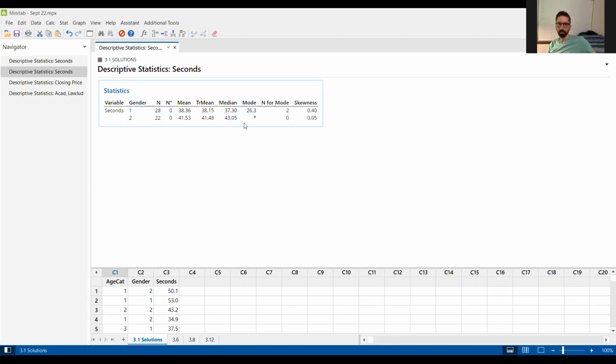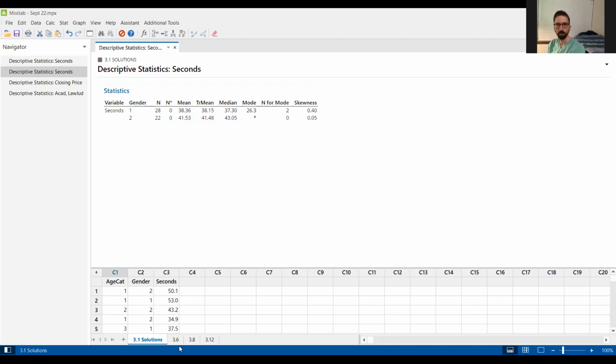So all those other modes don't exist anymore because they were in different groupings, right? The other numbers that we saw, each of those values were in different groups. That's why they sort of disappeared. The only one remaining was 26.3, where both of those values were in the male category. But it gives you the mean, the median and the mode for each of these groups. So Minitab will do that for you.